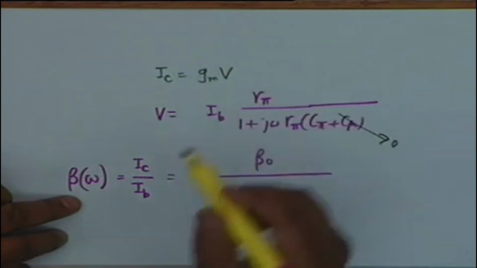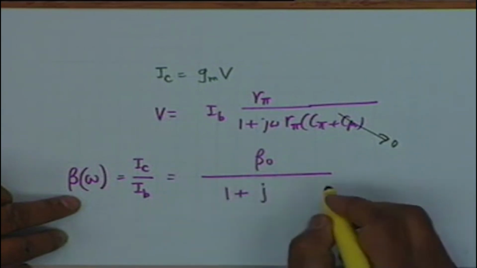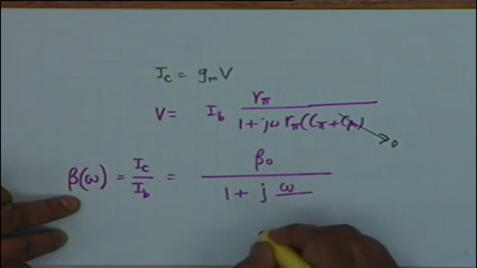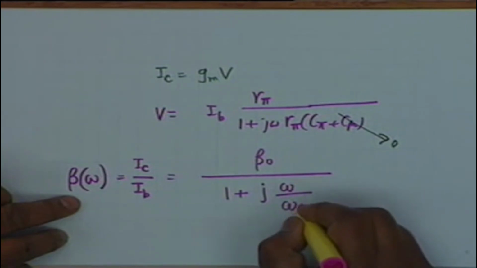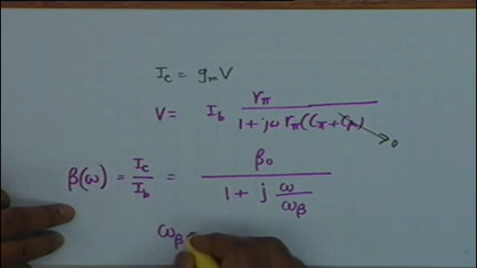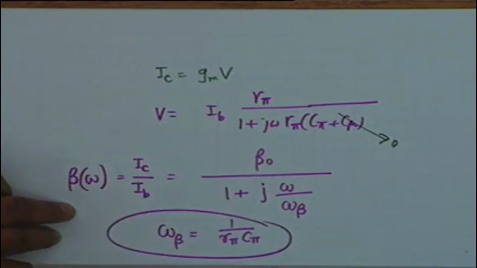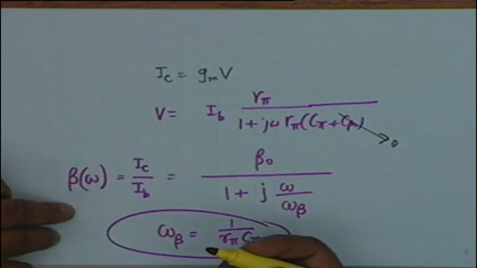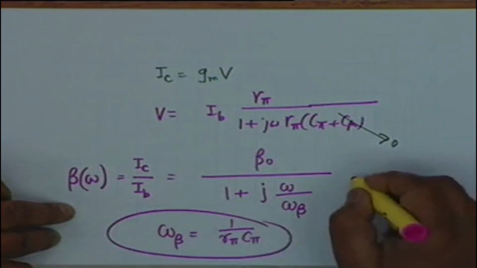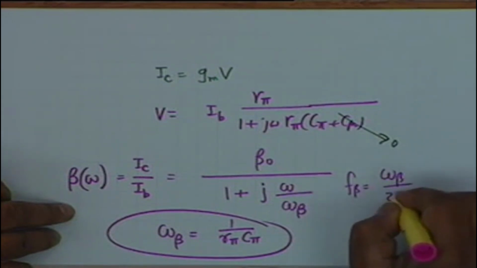g_m r_pi shall be represented as beta 0, and the other quantity I shall represent as j omega divided by omega beta, where obviously omega beta is equal to 1 over r_pi C_pi. And F beta is omega beta divided by 2 pi.